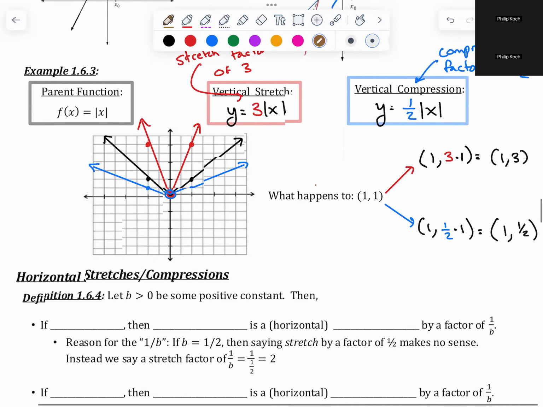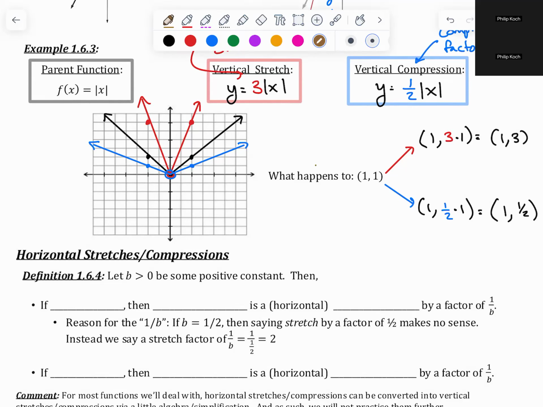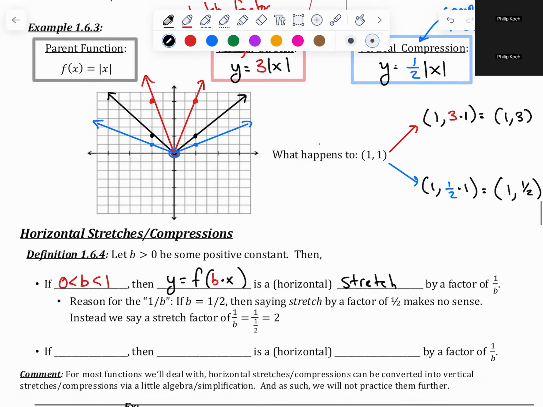Okay. Then horizontal stretches and compressions. I've got good news, but we'll talk about it in a second. So let b be greater than 0, some positive constant. Then if b is between 0 and 1, then y equals f of b times x is a horizontal stretch by a factor of 1 over b, which we'll explain in just a moment.